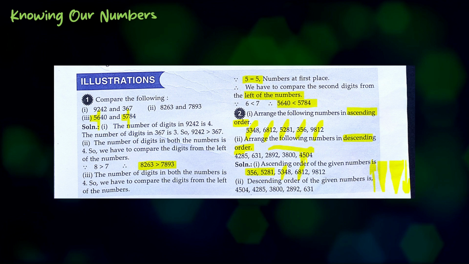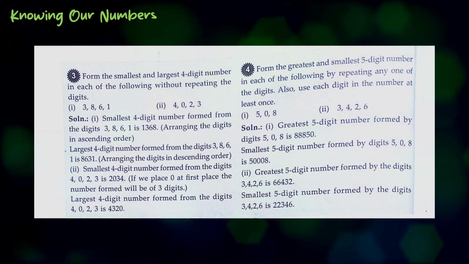So I'll write this first, 4504. Okay, and then comes 4285. Yes, and then comes big to small, so 3800. Yes, and then 2892. Yes, and then 631. So that's how we solve these kind of questions. So moving on to the next questions.